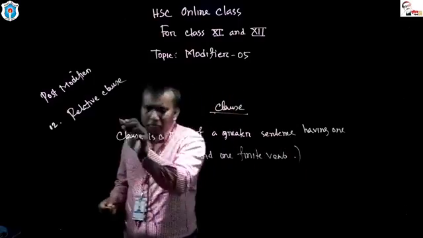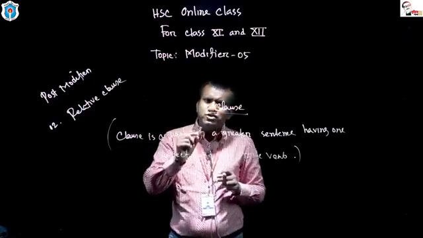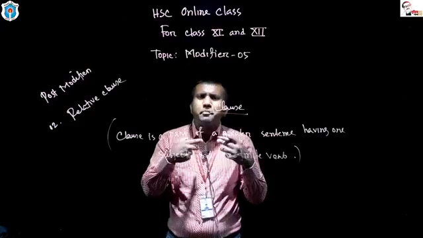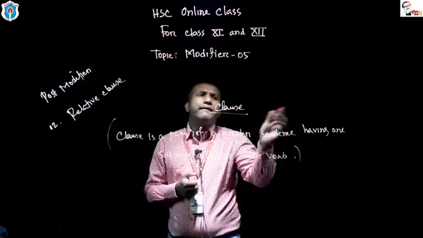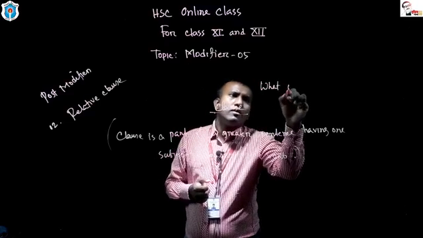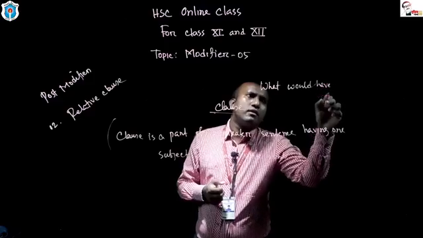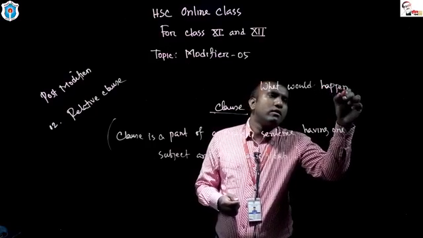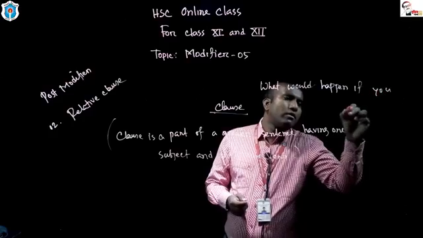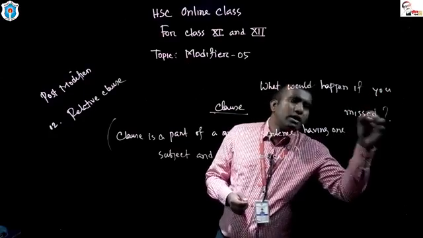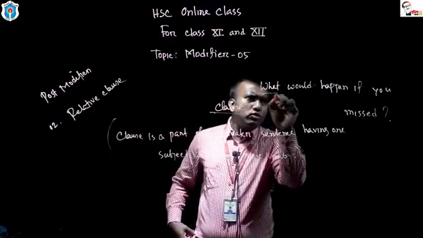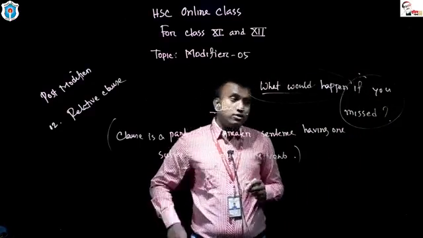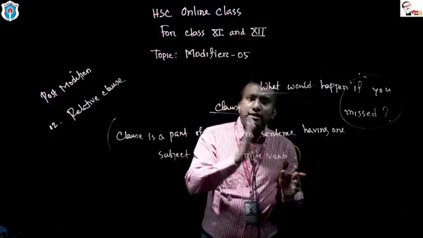What does it mean? It means if a part of a sentence wants to be a clause, it must contain one subject and one finite verb, and this will be the part of a sentence. For example, what would happen if you missed. What would happen? This is the first part of the sentence. If you missed, this is the second part of this sentence. So these 2 parts comprise the whole sentence.